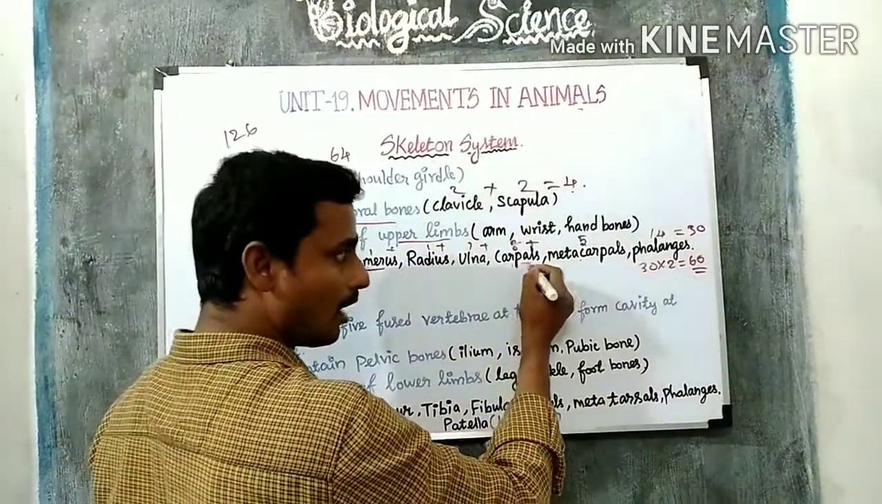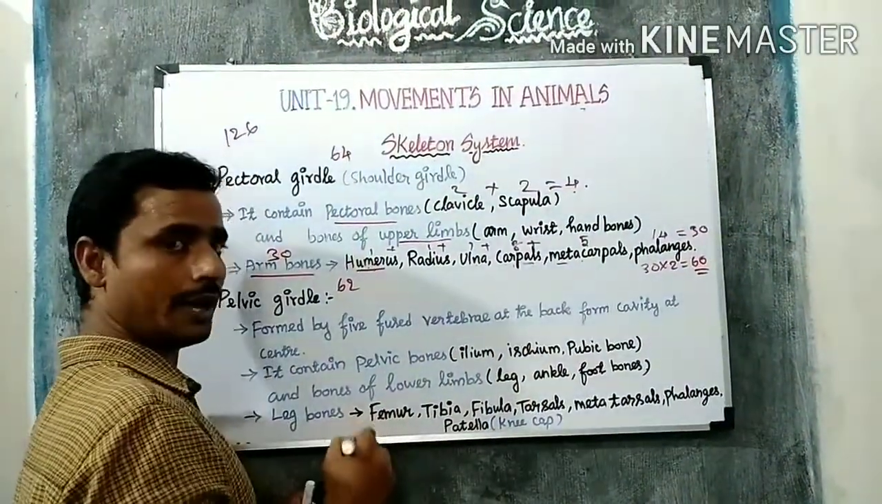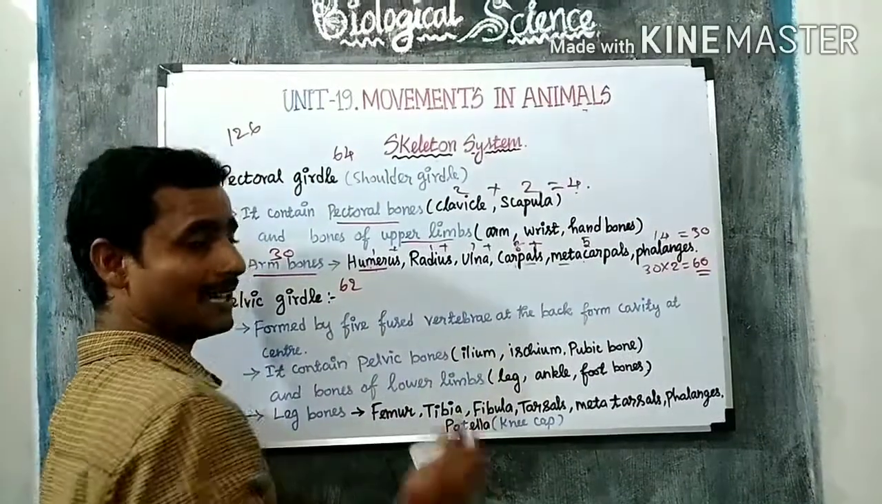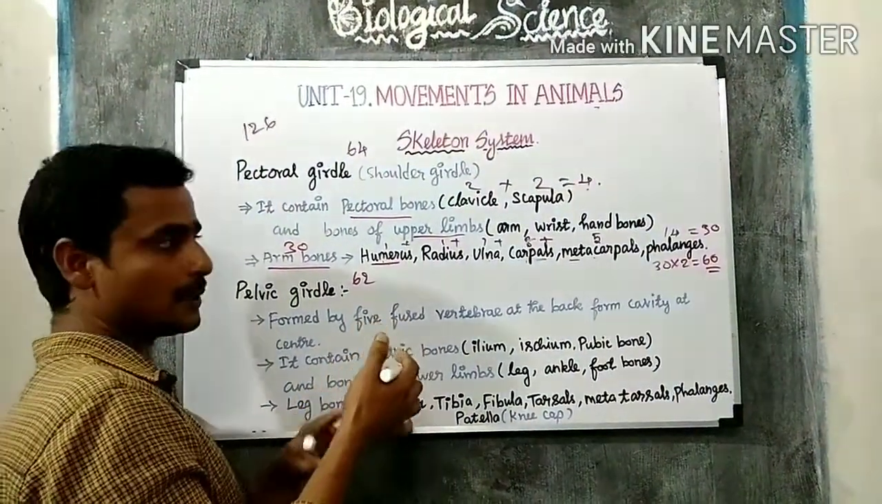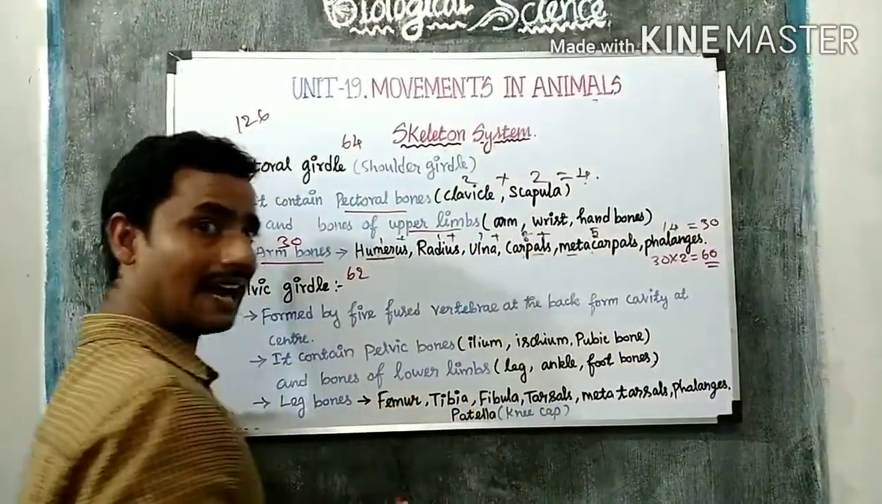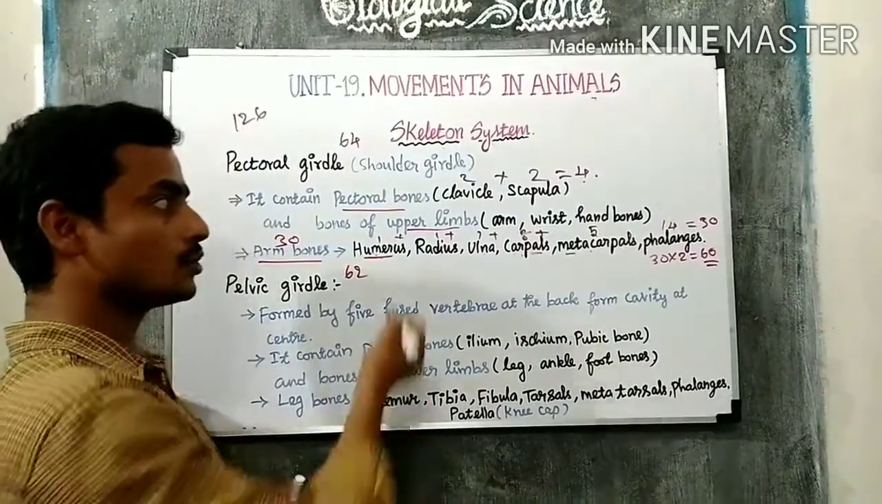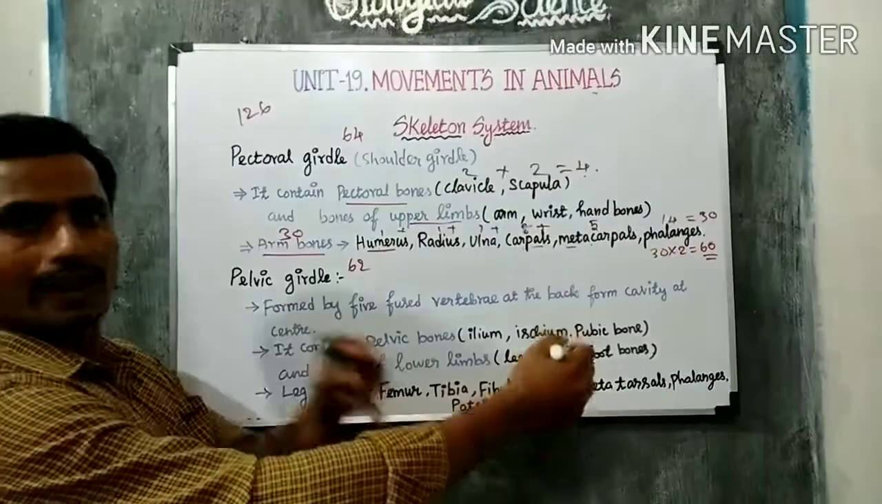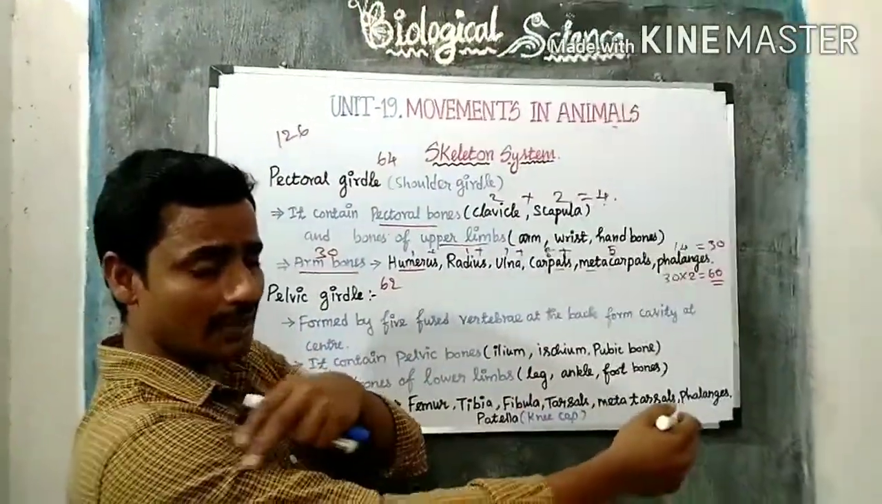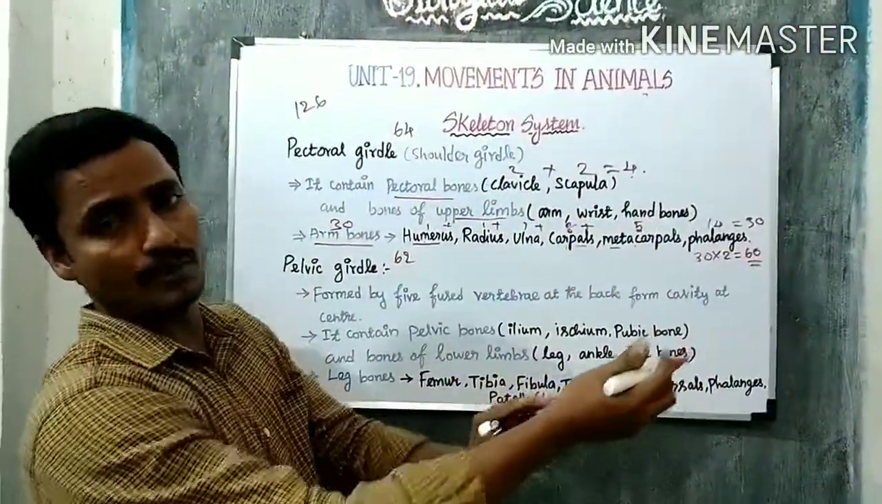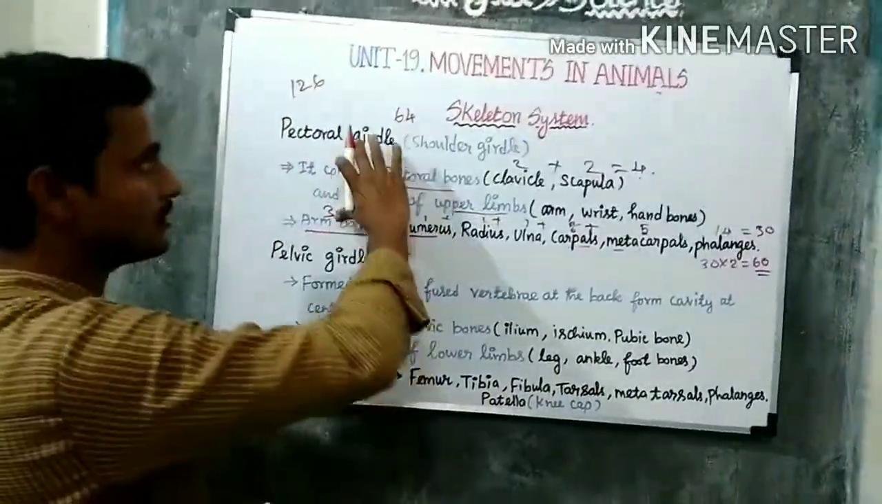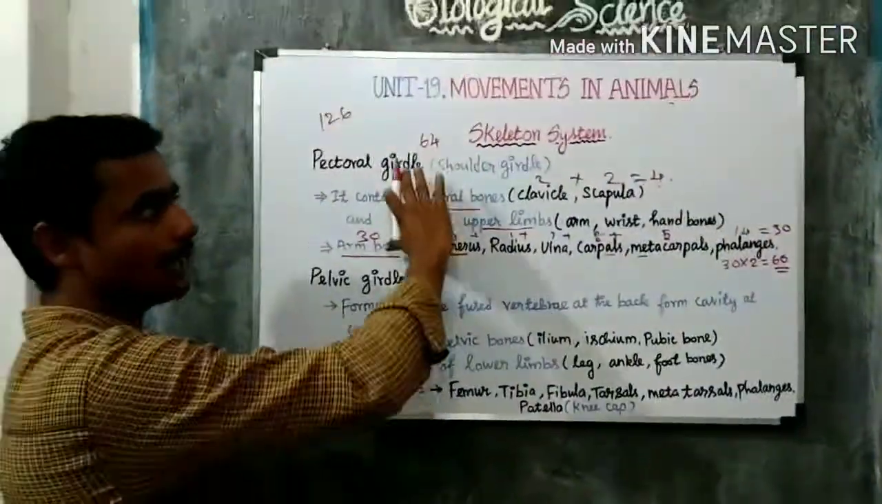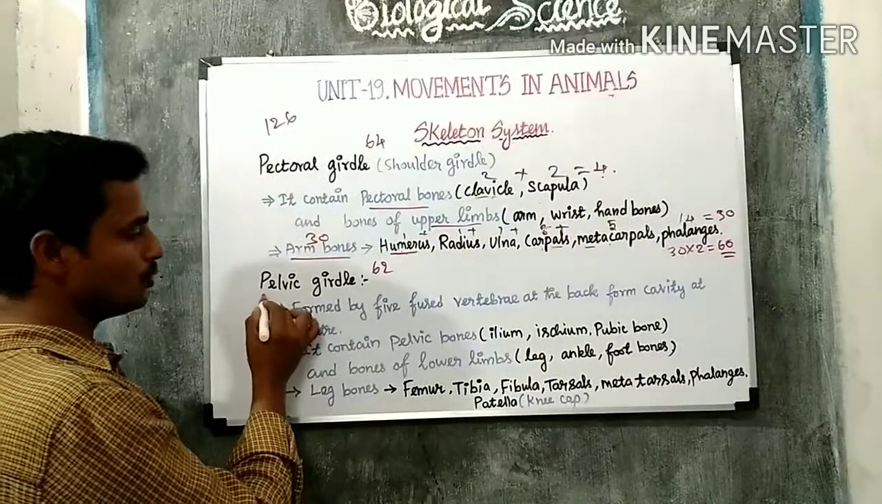Then the joint between carpals and metacarpals, especially in the thumb region, is called a saddle joint. So you can learn 6 types of joints in a single arm. So this is the pectoral girdle.